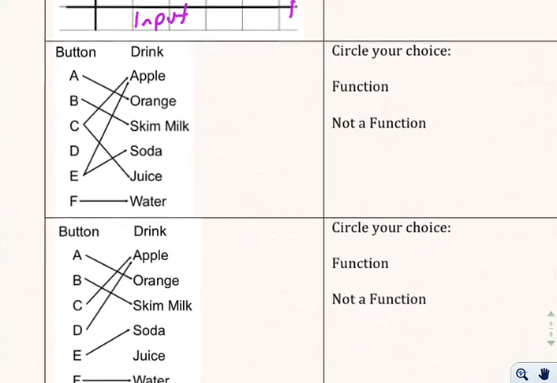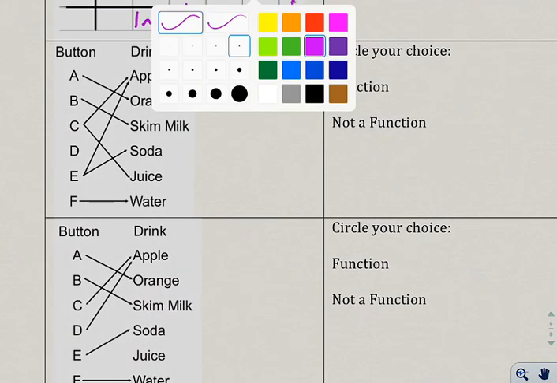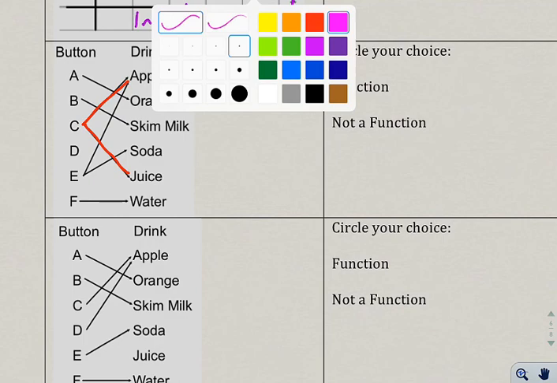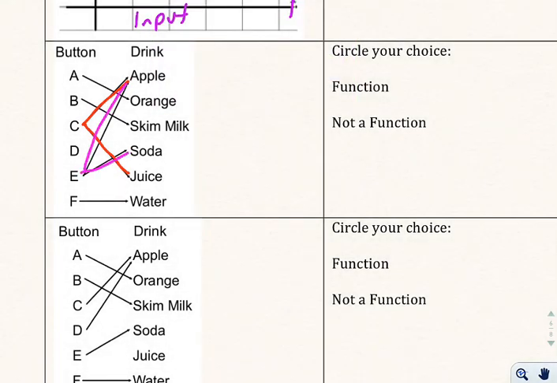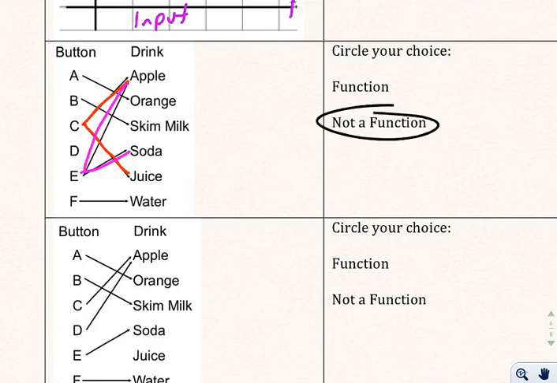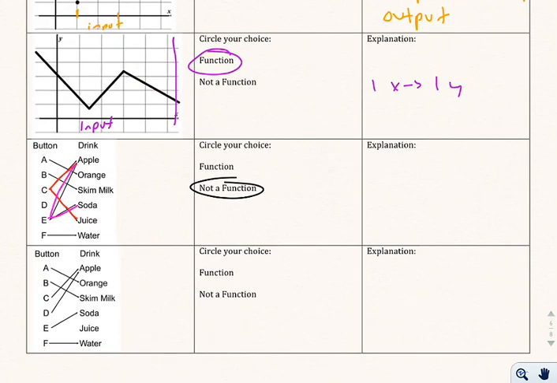Here's some very familiar maps. Let's talk function, no function here. I think this guy is a no-go, no function, because look, I push C, I could get two different things. I push E, I could get two different things. If it's not predictable in that way, it cannot be a function. And again, I have two places where one in goes to two outs, which is a violation of what we said to be a function. It's got to be one-to-one.